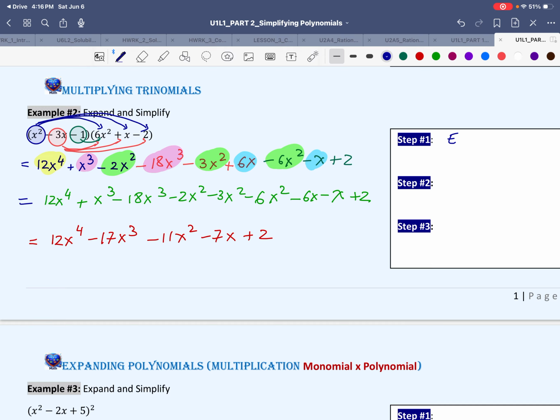So again, the steps are the same. You expand. The way you expand is slightly different depending on what you are multiplying. So every term in the first polynomial multiplies every term in the second polynomial. And then we group like terms, and lastly we simplify.